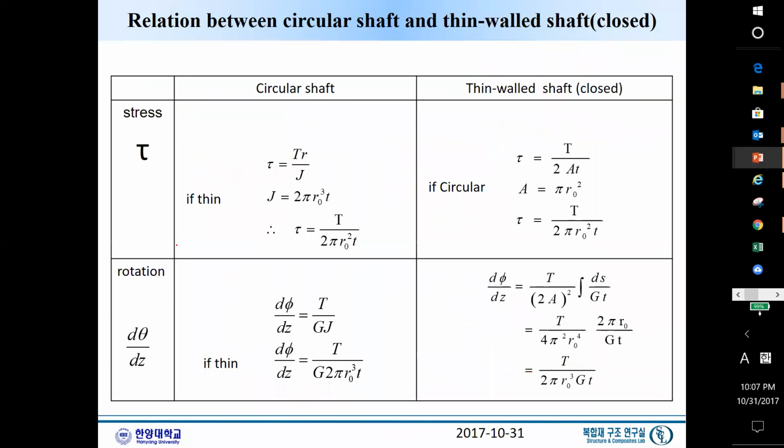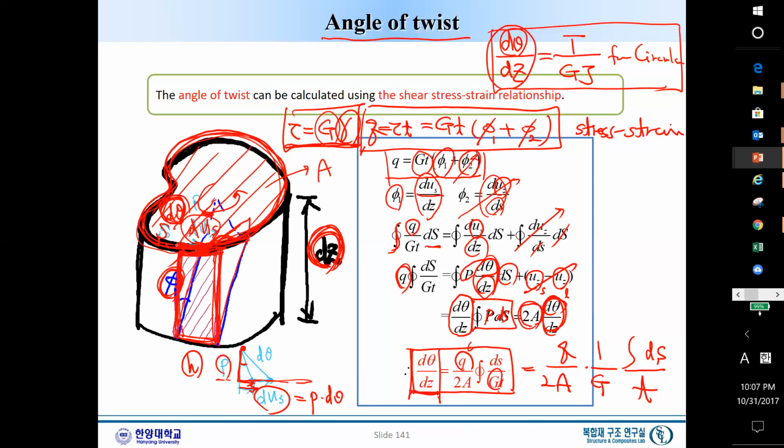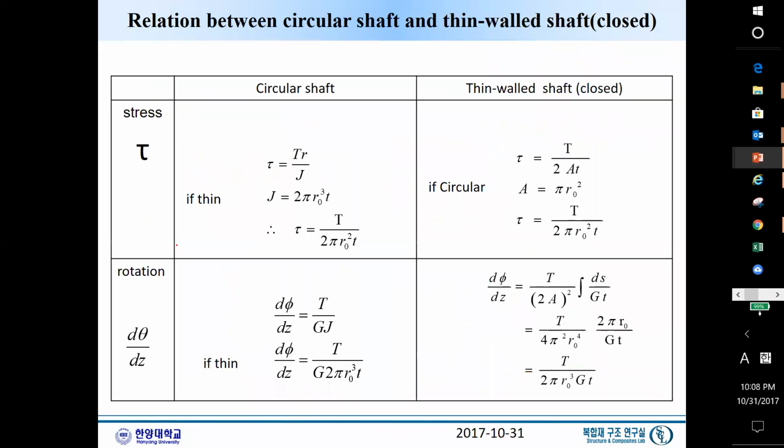Okay, and now all this derivation can be applied to a thin wall circular shaft. Why not? So I'd like to compare between the thin wall shaft, which we just learned, and get back to a circular shaft.